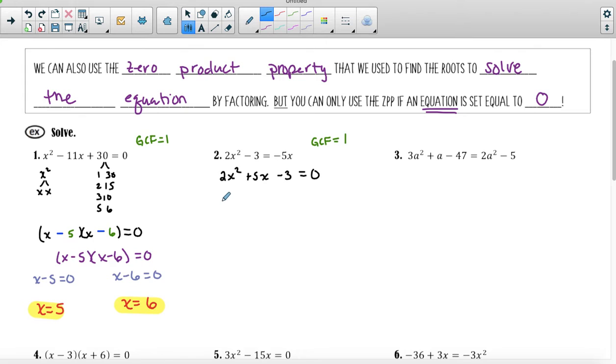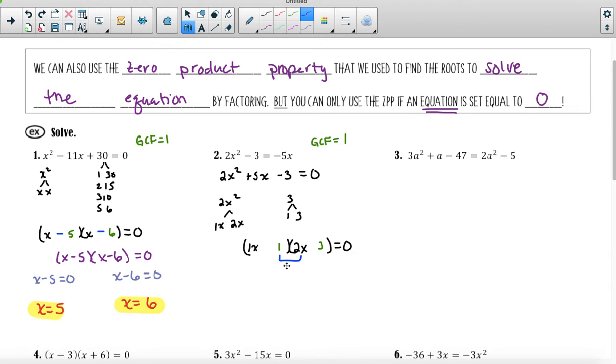I'll take my first term of 2x squared. I know that is 1x times 2x. I'll take my 3, which I know is 1 times 3. And now I'm going to guess which goes where, and then we're going to check it. So I have 2 sets of parentheses, equals to 0. I keep that equal to 0 throughout. I put my 1x in the front and my 2x in the front. And then I guess to see which numbers go where. I'm going to start with the 1 here and my 3 here. Now I'm going to check to see if it works.